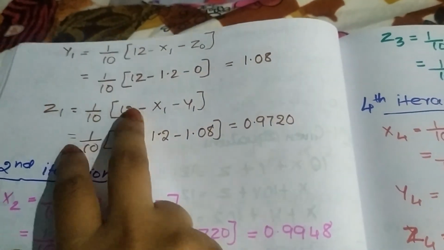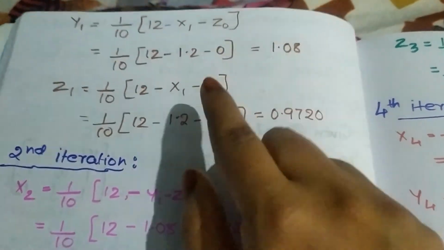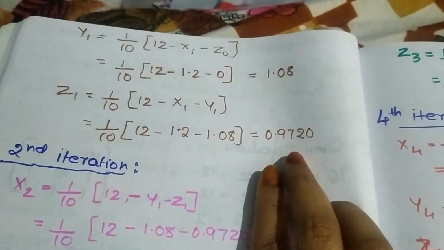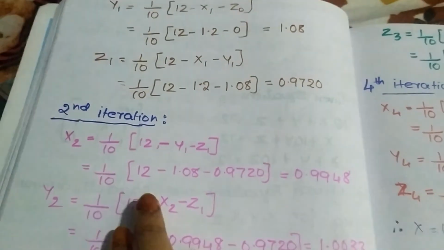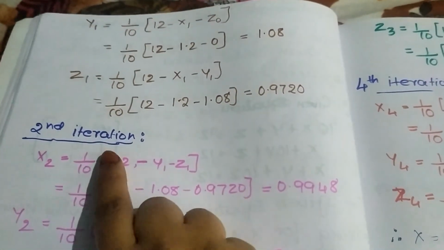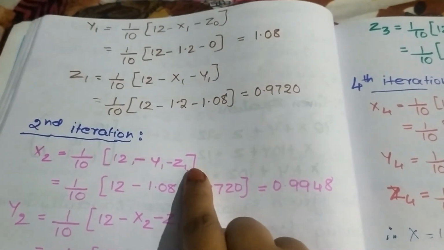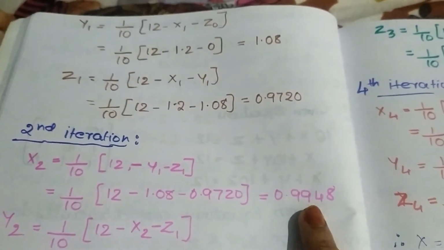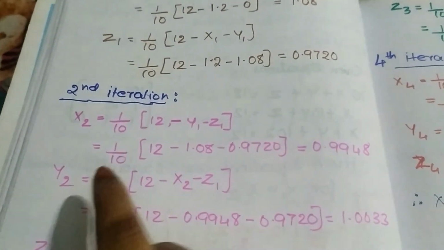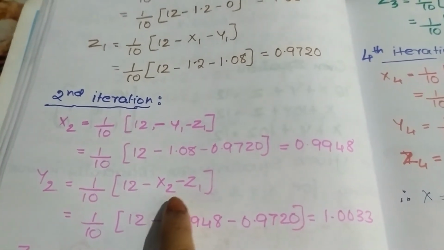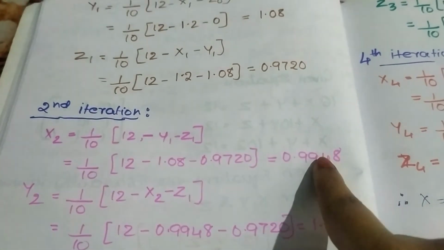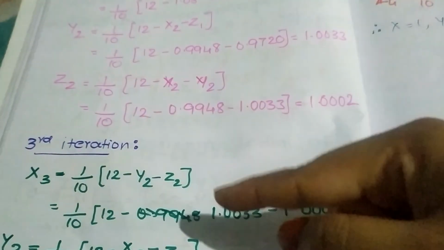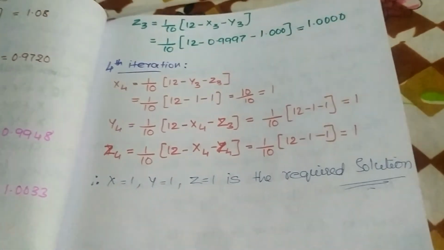Next, z1 equals 1 by 10 into 12 minus x1 minus y1. We substitute the values of x1 and y1 in this step so that we get the z1 value. Similarly in the second iteration, x2 equals 1 by 10 into 12 minus y1 minus z1. We substitute the y1 value and then the z1 value and solve for x2. Then in the next step, y2 equals 1 by 10 into 12 minus x2 minus z1. We take the x2 value, and similarly go on. The third iteration is similar to this continuation, and then the fourth iteration.